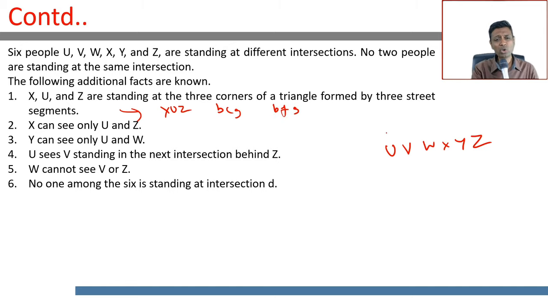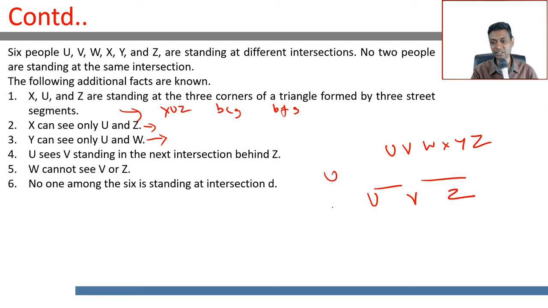X can see only U and Z. That we know because they're standing at three corners of a triangle. X can see only U and Z. Very important. Cannot see anyone else. Y can see only U and W. Okay, good. U sees V standing in the next intersection behind Z. So there's a U, V, Z straight line.